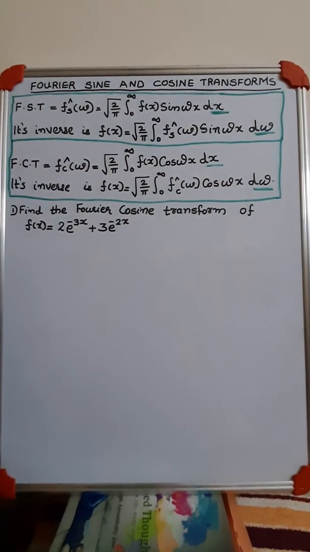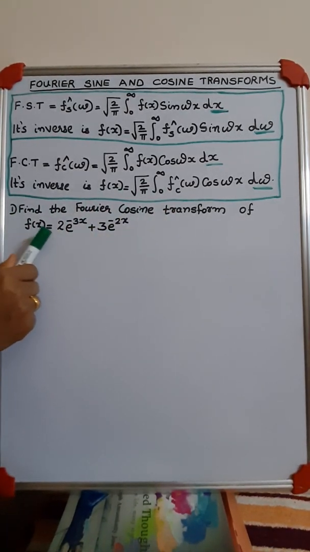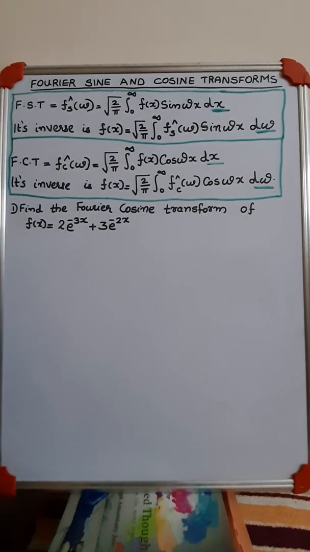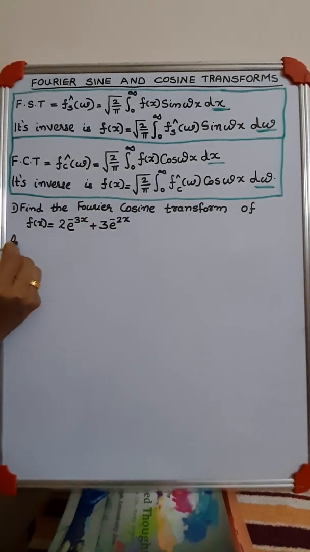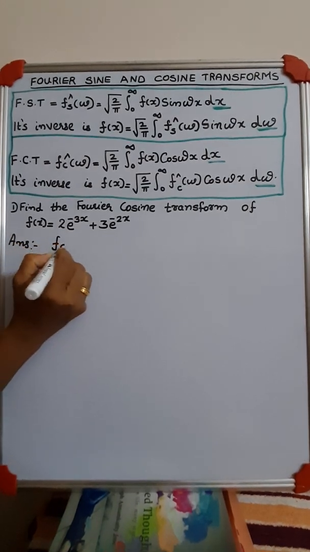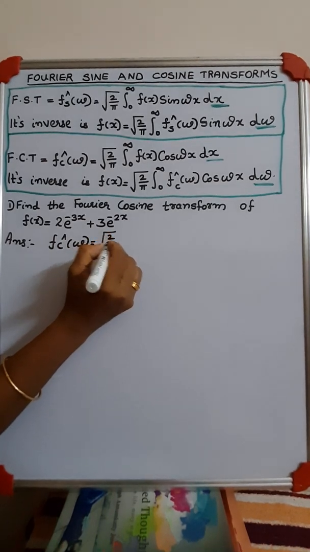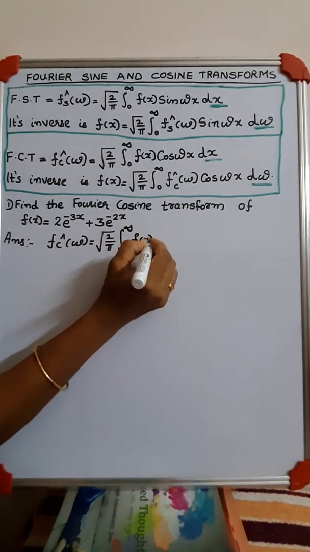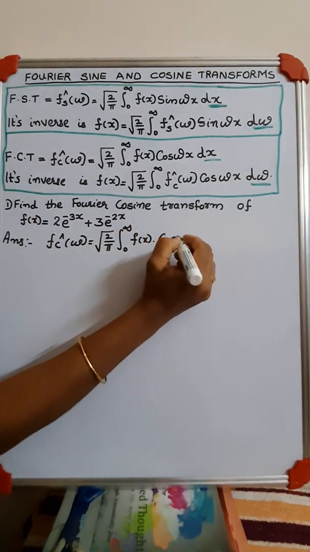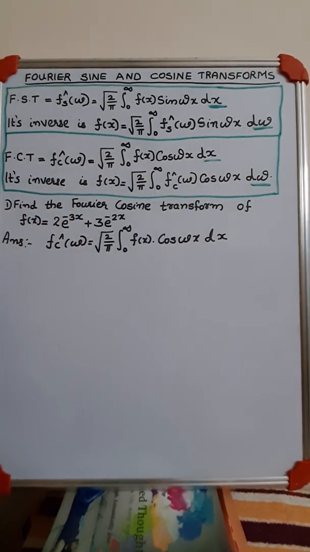Now let us start with the problem. Find the Fourier cosine transform of f of x equal to 2 into e raised to minus 3x plus 3 into e raised to minus 2x. We are asked to find the Fourier cosine transform. So the formula for the Fourier cosine transform, the notation is Fc cap of omega. Fc cap of omega is equal to root of 2 by pi integral 0 to infinity f of x into cos omega x dx. This is the formula for the Fourier cosine transform.